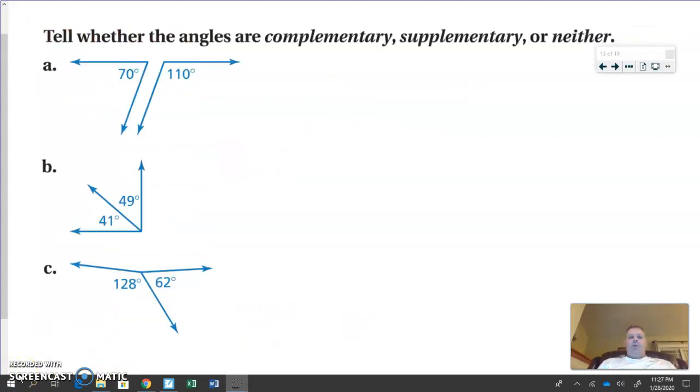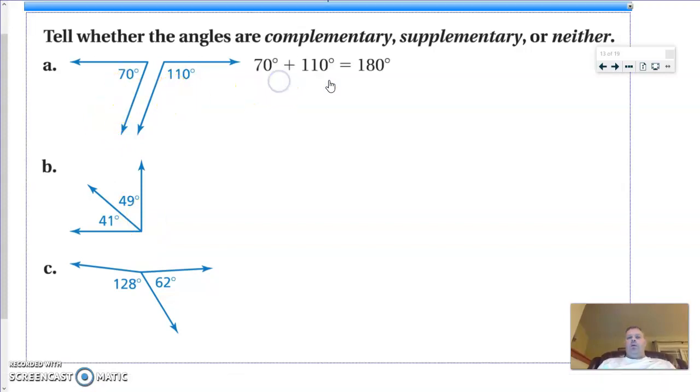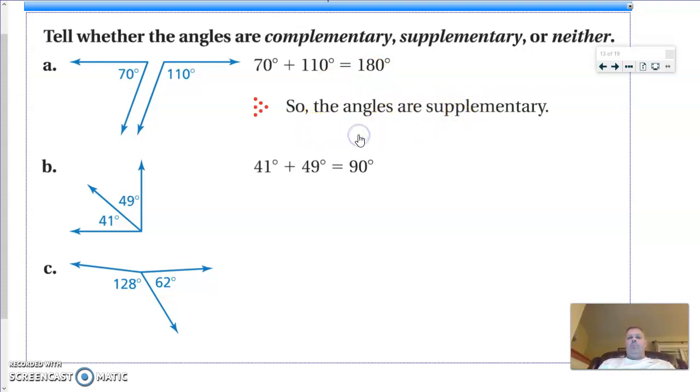In these three problems, we are to tell whether the angles are complementary, supplementary, or neither. When I look at these, 70 plus 110 will give me 180. Since they are 180, they are supplementary. In the second one, 41 plus 49 equals 90. The angles are complementary because they equal 90.